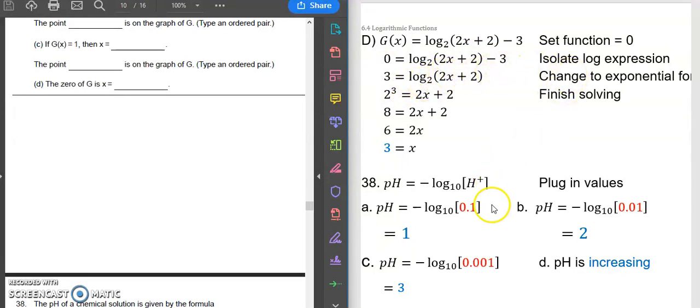And we need to change it to its exponential form. So we'll have 2 raised to the third power equals 2x plus 2. 2 raised to the third power simplifies to being 8. So we have 8 equals 2x plus 2. We subtract 2 again, we divide by 2 again, and this time we're left with x being equal to 3.